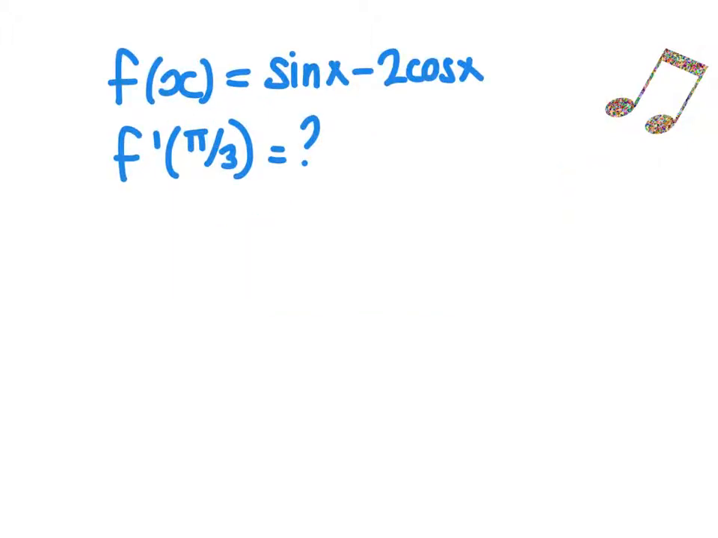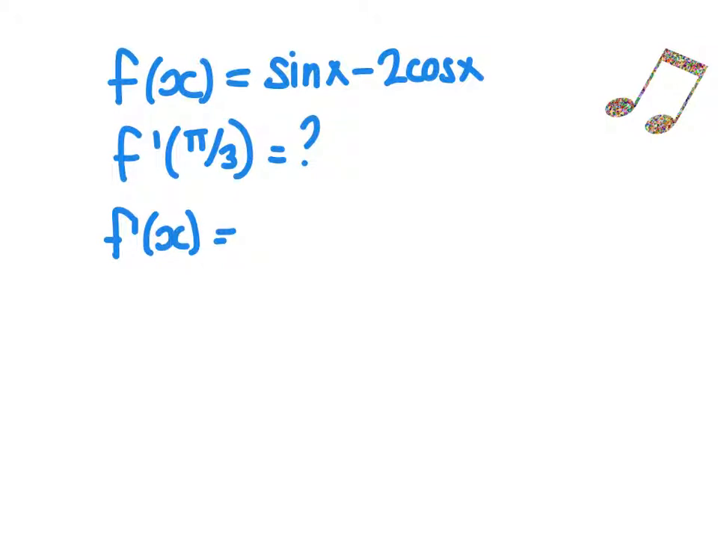We're given a function sin x minus 2 cos x, and we're asked to find f dashed pi over 3. So we're going to find f dashed x first of all, and then we're going to substitute in pi over 3. This is a rate of change question. So we're differentiating. Trig functions are the same in that we can differentiate sums. So I've got sin x minus 2 cos x. So I can just differentiate each of them in turn.